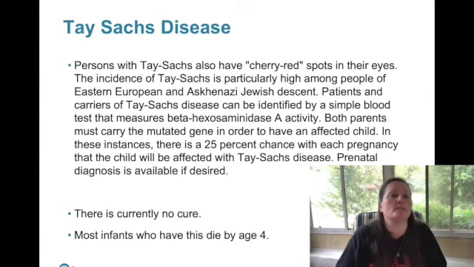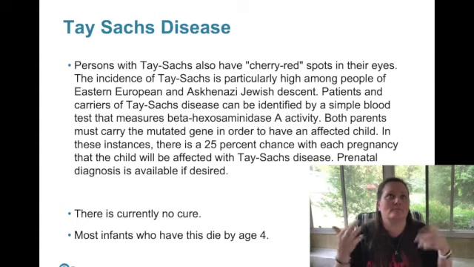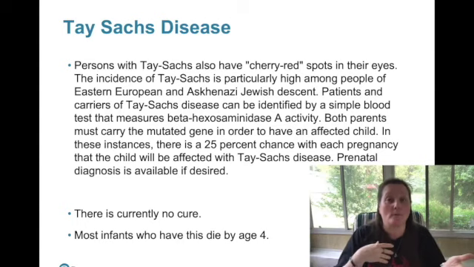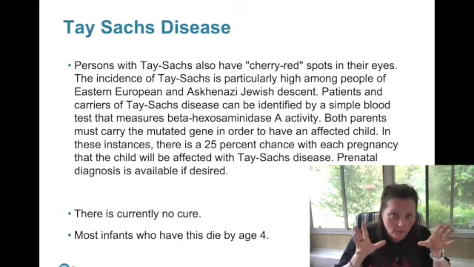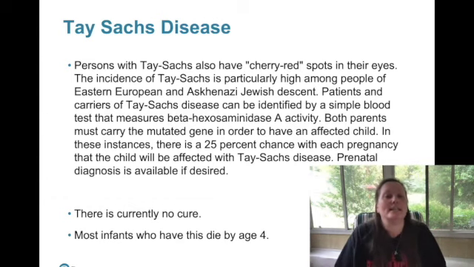So a person with Tay Sachs, a baby with Tay Sachs disease, is known to have cherry red spots in their eyes. This is kind of a way that they see it. Well, they notice that the baby's not developing properly, and then that's one of the indicators. You see those spots. Incidence of Tay Sachs is particularly high among people of Eastern European and Ashkenazi Jewish descent.